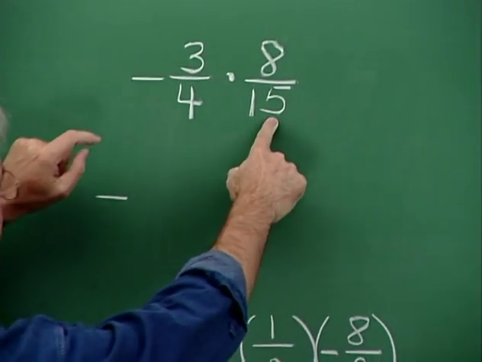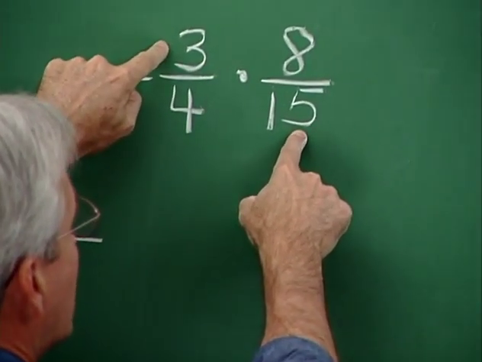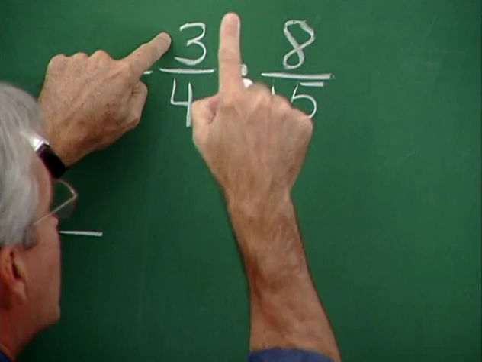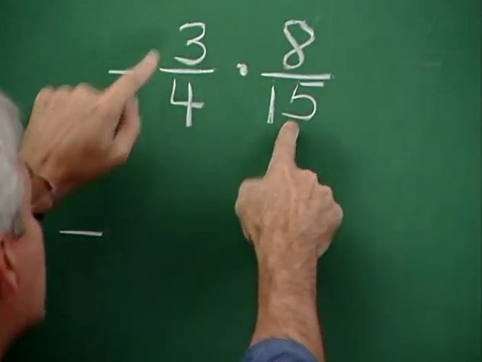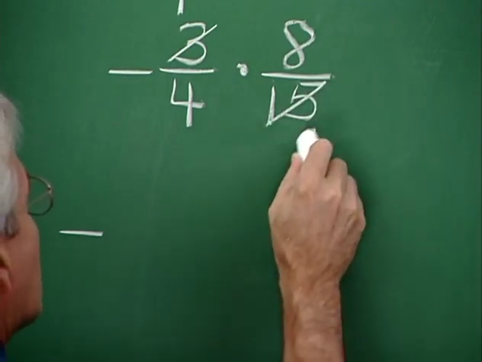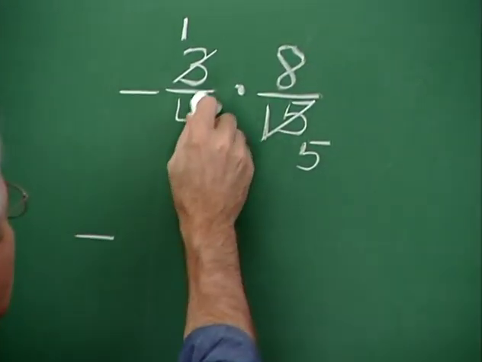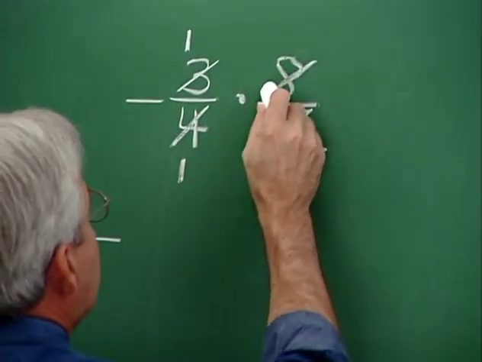I see that 3 is a factor in 15, and 3 appears up here. So I can cancel this 3 with the 3 which is in 15. And I would say 3 into 3 goes 1, 3 into 15 goes 5. And here with the 4 and the 8, same idea. 4 into 4 goes 1, 4 into 8 goes 2.